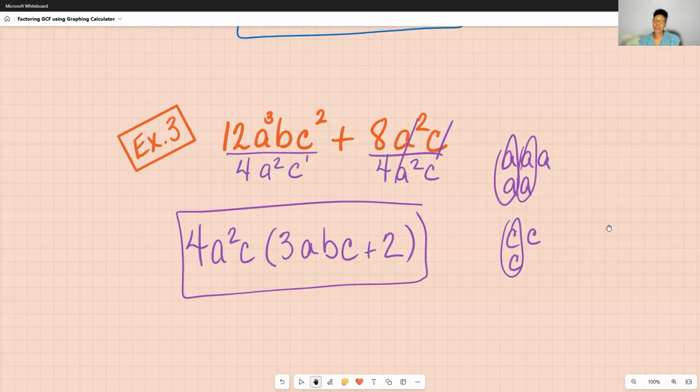It's especially helpful being able to go to your graphing calculators to make sure that you have the correct GCF.